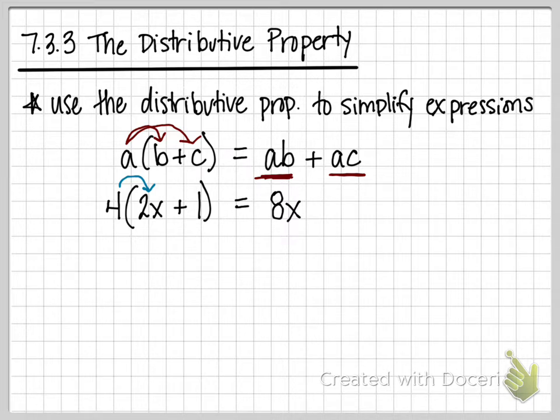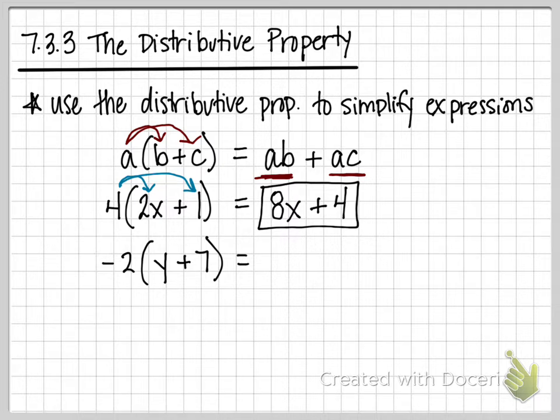Okay? And then we're going to multiply the 4 by the second term. 4 times 1 is 4. Okay, and this was a positive 4 we are adding. So the simplified distributed expression is 8x plus 4. Let's do another one.